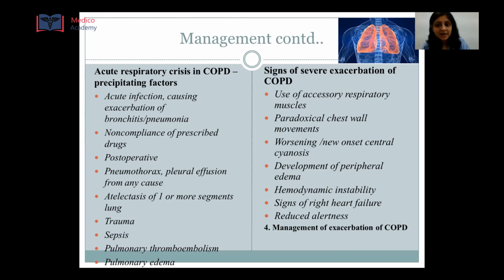So what will be the signs and symptoms of severe exacerbation? There will be use of accessory respiratory muscles, paradoxical chest wall movements, worsening or new onset cyanosis, development of peripheral edema, hemodynamic instability, signs of right-sided heart failure, reduced alertness.